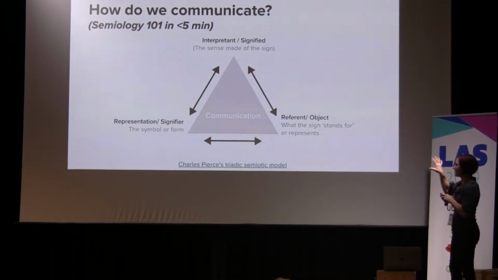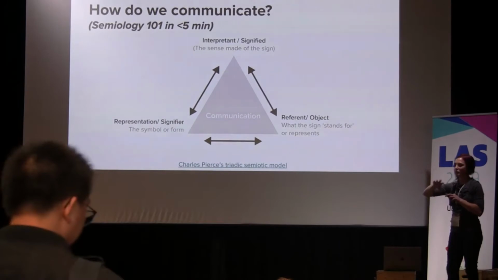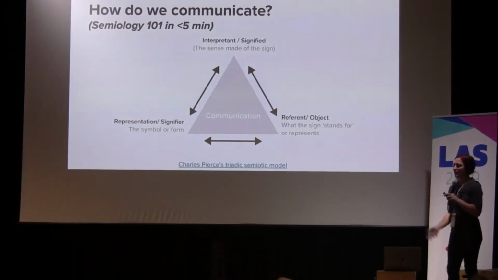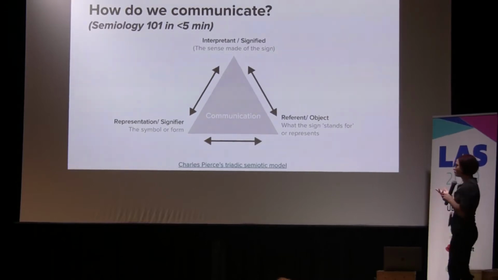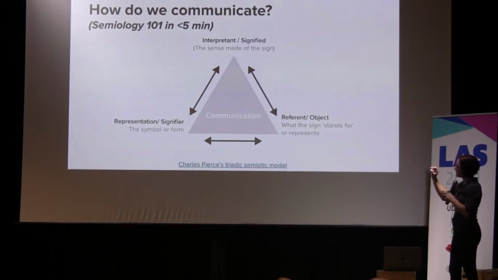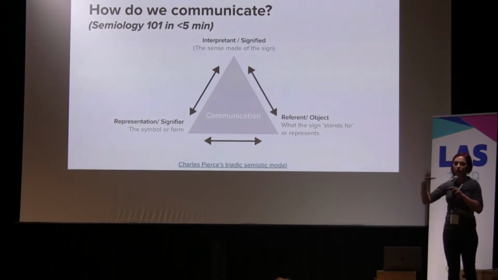In this model, there are basically 3 elements to any sort of communication that might happen. It can be a stop sign. It can be signage on the street. Really anything. So there's a representation that is the symbol or the form that you're creating or sending to the user.